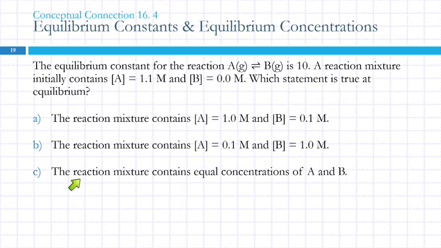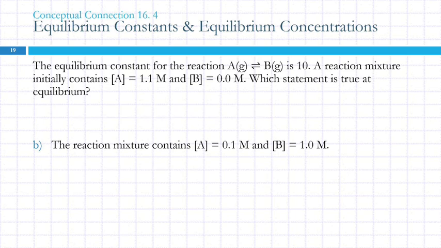Are the concentrations going to be equal? No. The only time they could possibly be equal is if the equilibrium constant was 1, and even then, depending on the stoichiometry, it might not be equal. So we can tell that this one's wrong. Well, the equilibrium constant is 10, which is kind of in the middle there, but it's bigger than 1, right? So larger than 1, does that favor products or reactants? Products, right? So answer B, we've got more product than reactant. So that's the correct answer. That make sense?